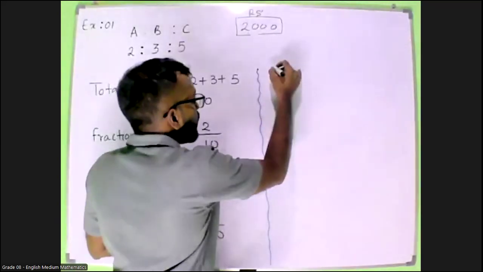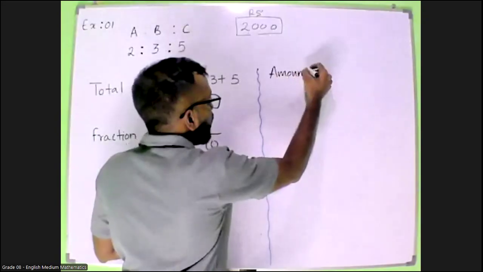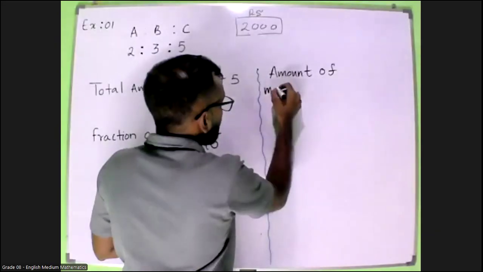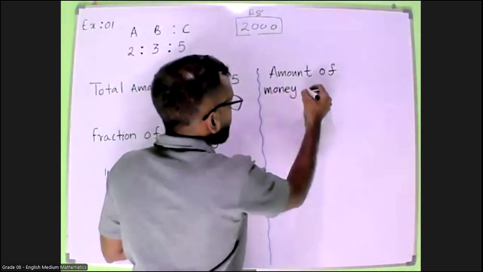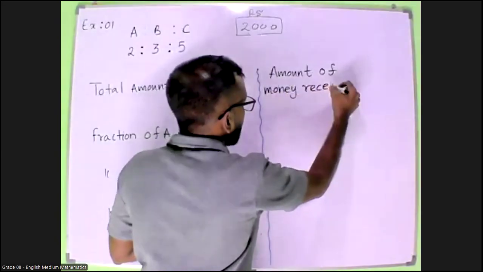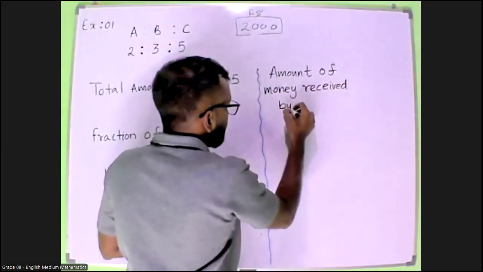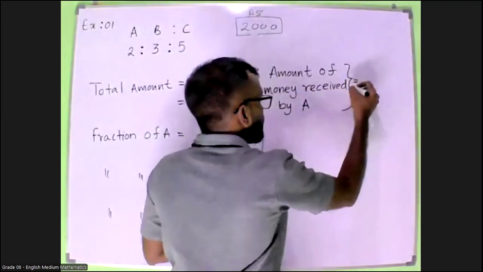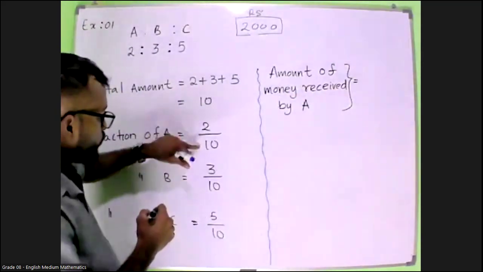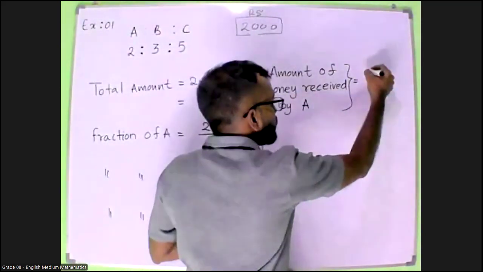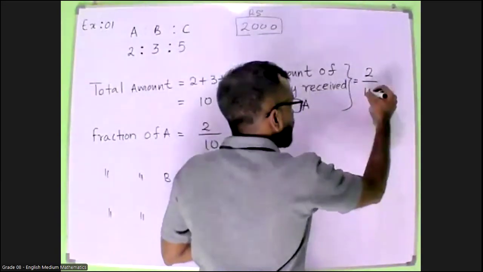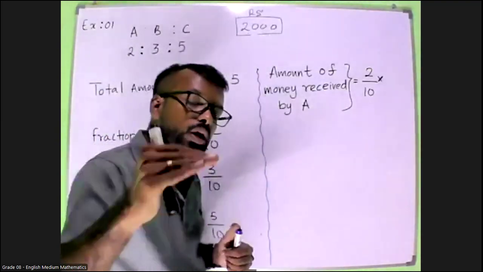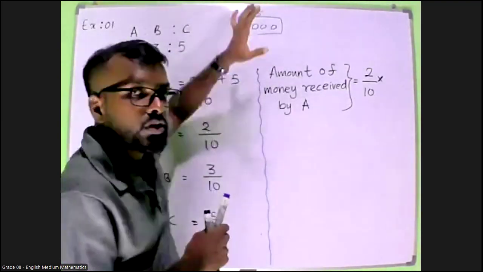Amount of money received by A. How do we find it? What is the fraction of A? 2 upon 10. Fraction of A, 2 upon 10. Multiplication. What is the total money that we have? 2000 rupees.